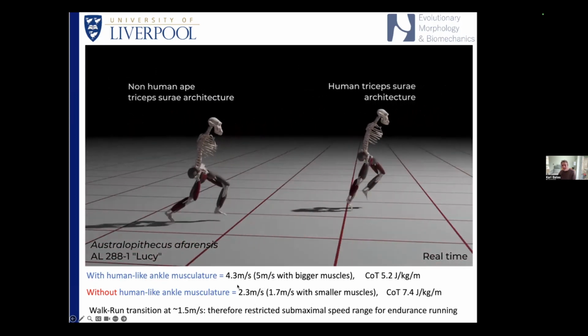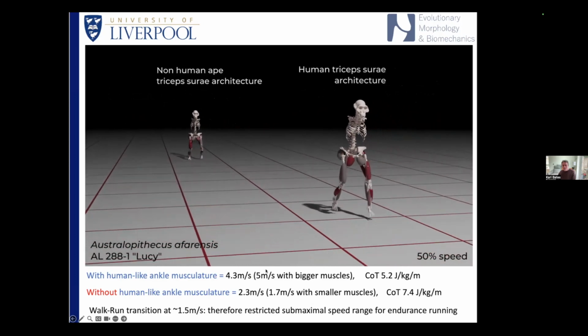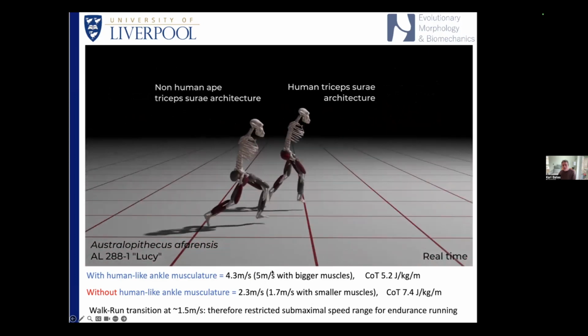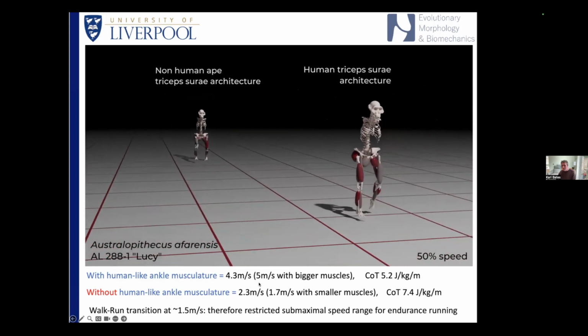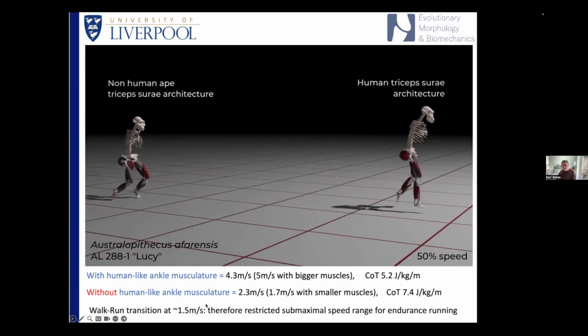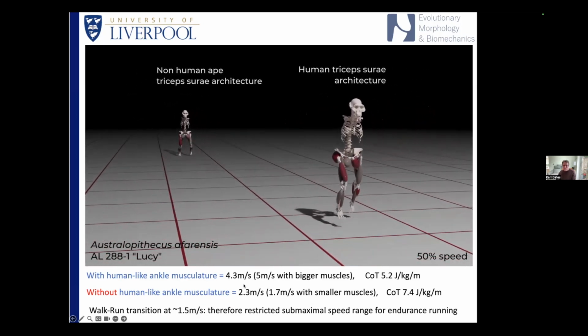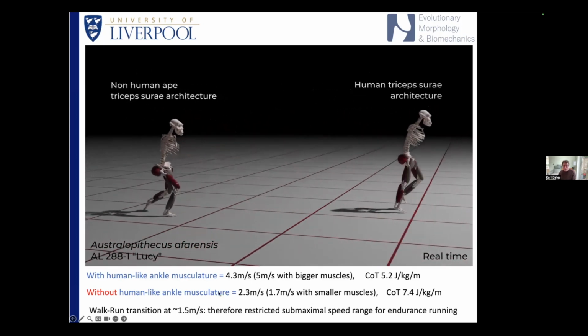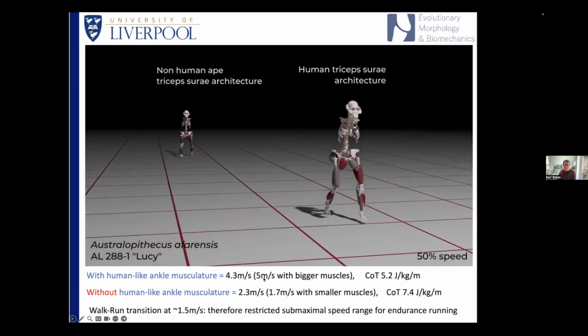But in any case, even if we make the muscles as big as a modern human and give the model modern human-like ankle properties, it still only manages 5 meters per second. And we predicted that the walk to run transition occurred at 1.5 meters per second. So we've got a very narrow running speed range here, which I'll come back to in a few slides' time.